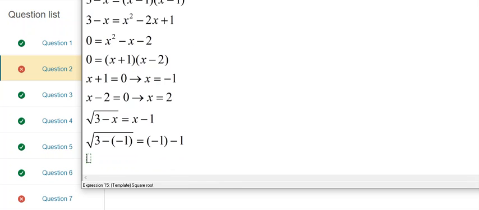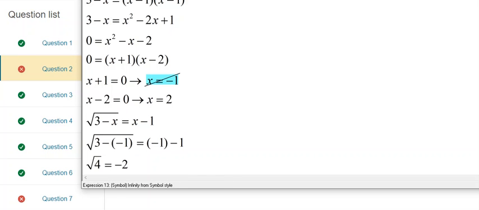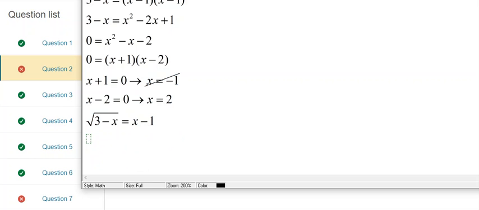So this would be the square root of 4 equal to negative 2, and that is not true. So that means that our potential solution of x equals negative 1 is not really a solution. That's an extraneous solution. That doesn't work. That check did not come out true because the square root of 4 is 2. It's not negative 2. All right, so that one didn't work. So we'll go back and attempt to check the other one.